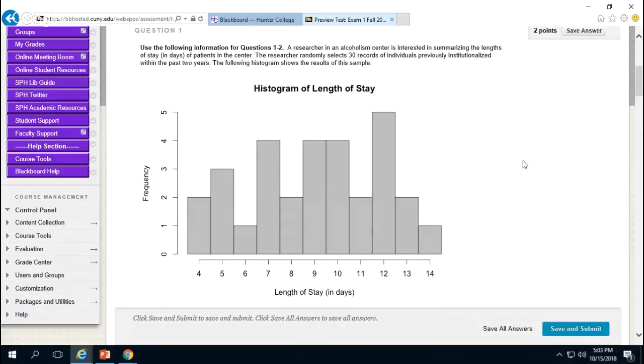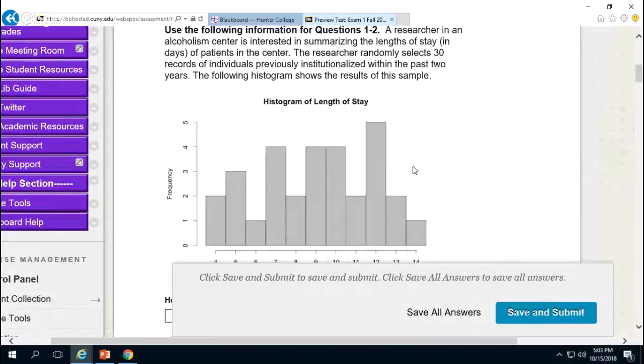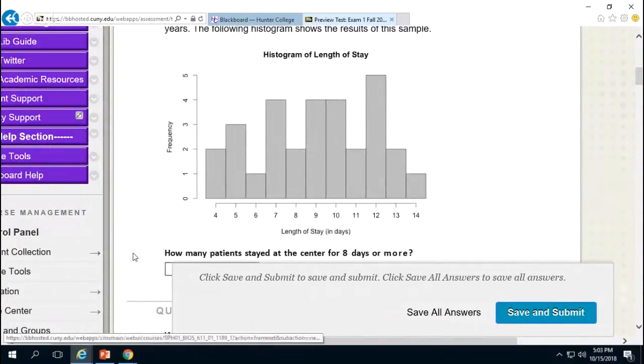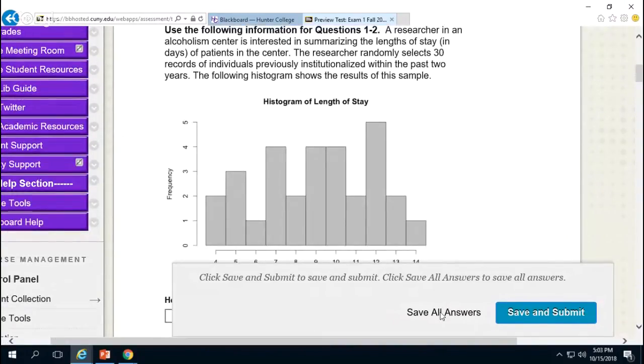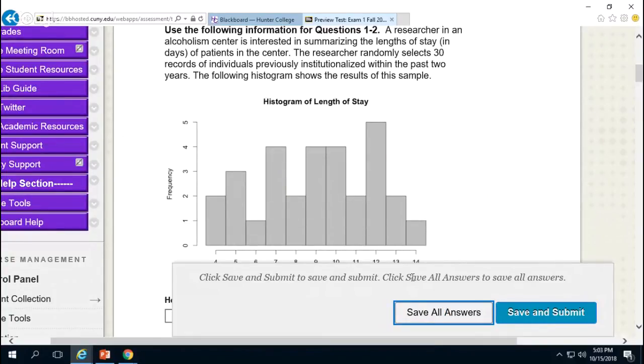So starting with this first one, this one most people got right. Let's see if I can make the text a little bit bigger here. Yeah, a little bigger. It gave you a histogram for the length of stay in a hospital. I'd like to get rid of this. That's annoying.